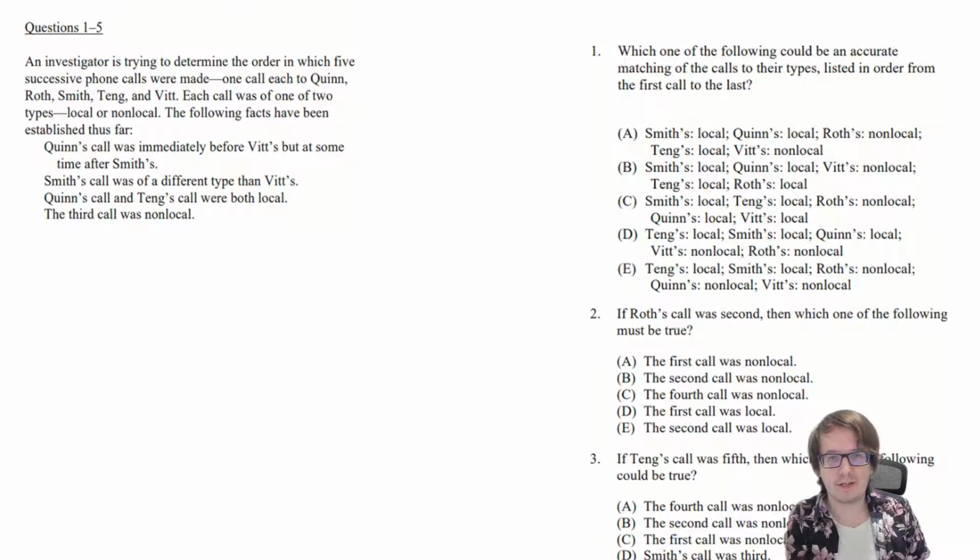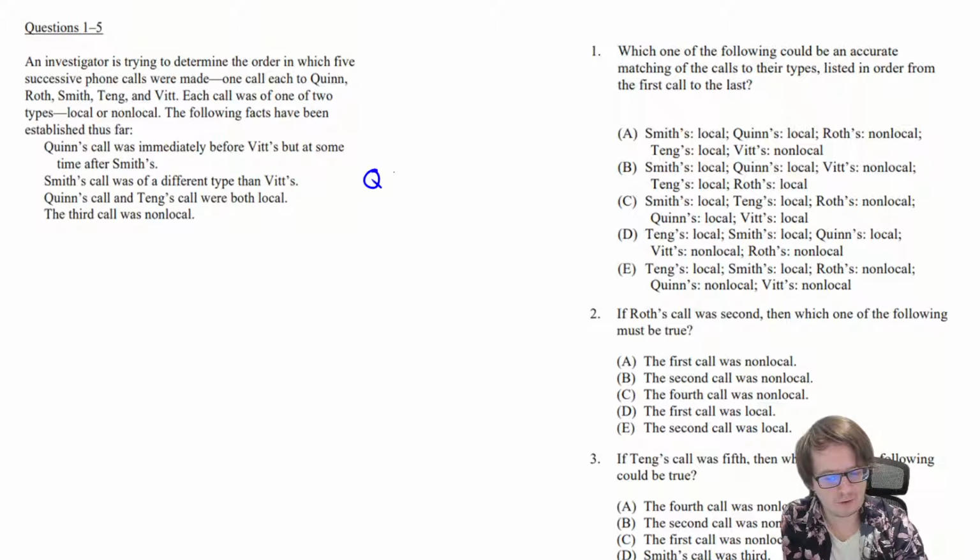All right, this is Prep Test 90, Game 1. Let's read the instructions. An investigator is trying to determine the order in which 5 successive phone calls were made, one each to Quinn, Roth, Smith, Tang, and Vitt. So we have Q, R, S, T, and V. We also know from the instructions we're determining the order of 5 calls, so we'll put 5 little dashes there.